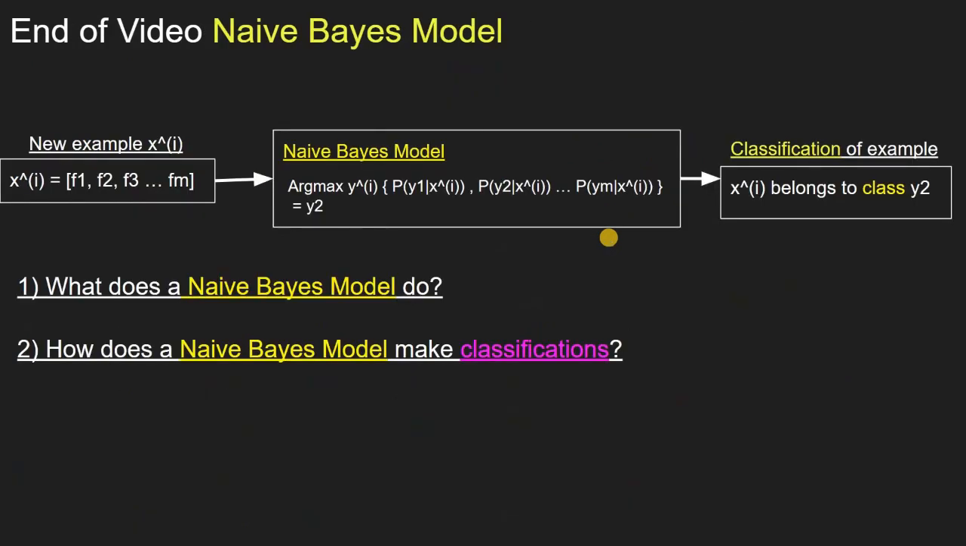Alright, so this is the end of the video over the naive Bayes model, and hopefully I've answered these two general questions. What does the naive Bayes model do? How does a naive Bayes model make classifications?